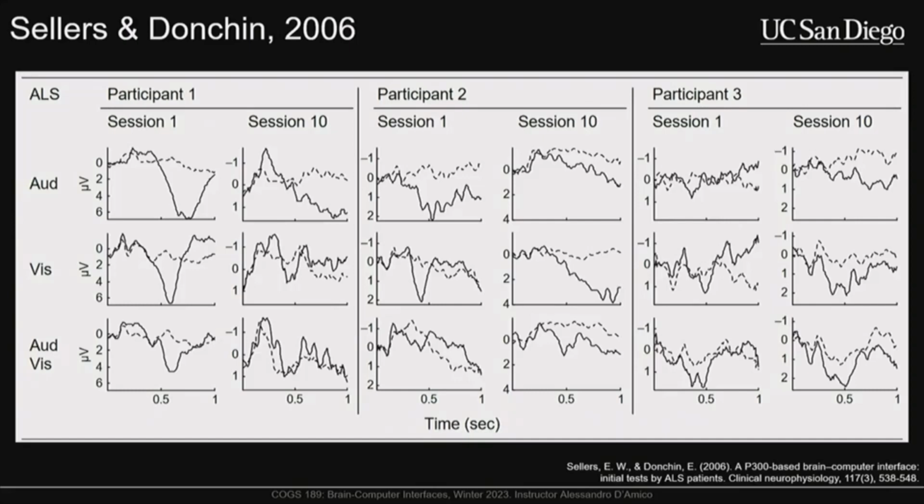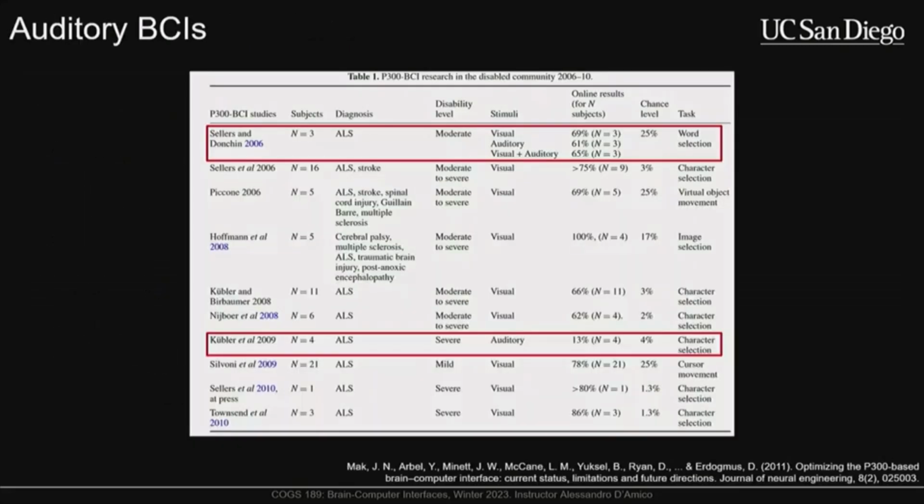But yeah, so let's go back to that chart. So this is the first one. You can see that the classification rate for visual was 69%. Auditory was 61%, which is actually still pretty good. That's significantly above chance, which is at 25%. And the audio-visual does slightly better than auditory, but it still does worse than just visual alone.